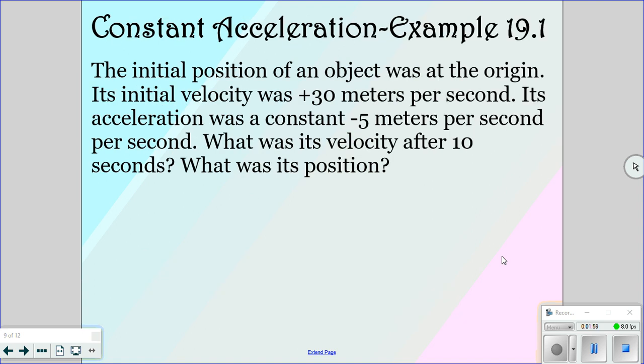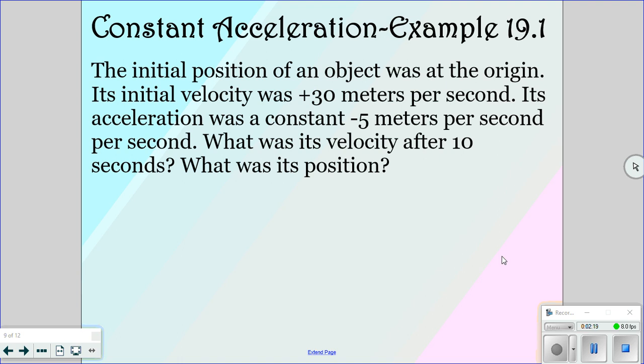So we're going to look at an example here. The initial position of an object was at the origin. Its initial velocity was 30 meters per second, and its acceleration was a constant negative 5 meters per second squared. What was its velocity after 10 seconds, and what was its position?